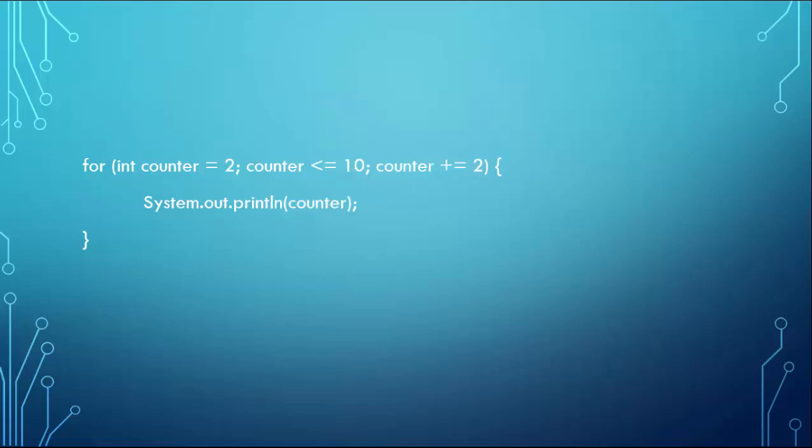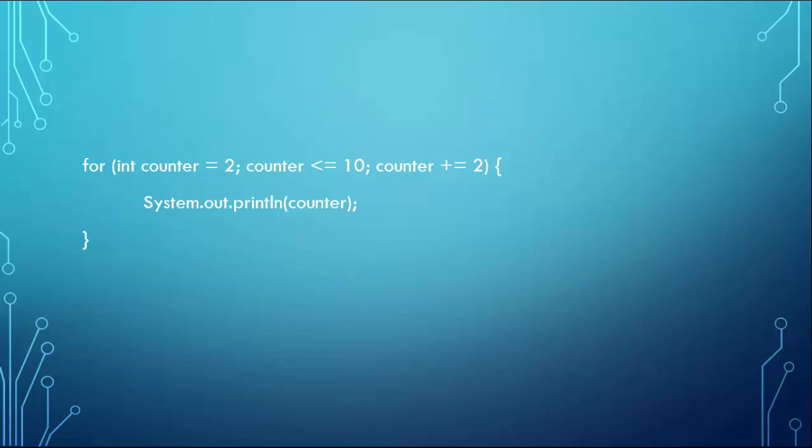Let's look at what happens if we change our initialization and our update spots. So this for loop starts with counter equals 2. Our condition is pretty typical. Counter is less than or equal to 10. But the update is no longer counter plus plus. It's counter plus equals 2. So instead of adding 1 every time, we're adding 2 to the counter every time.